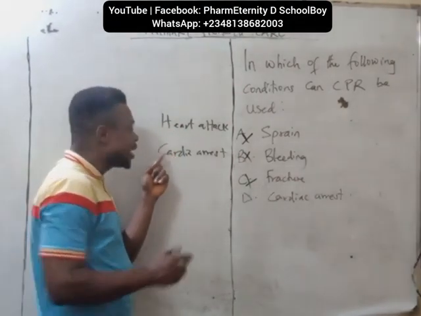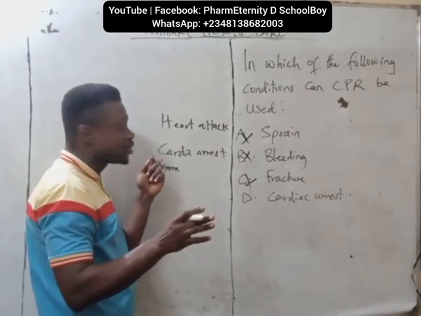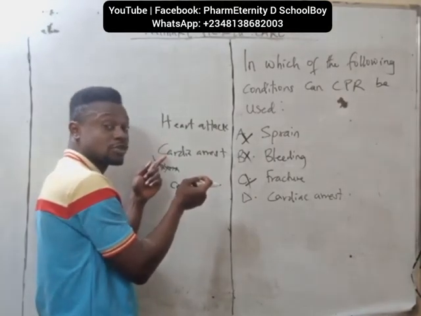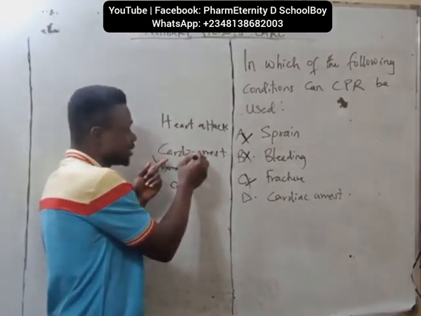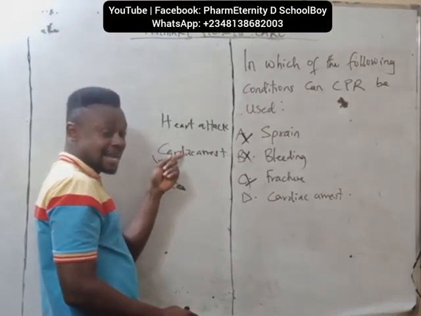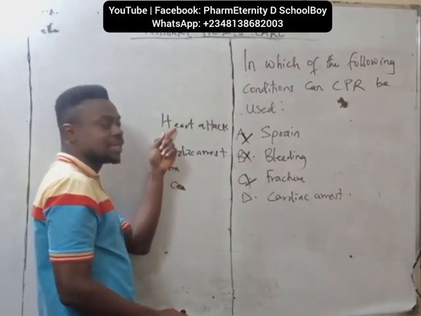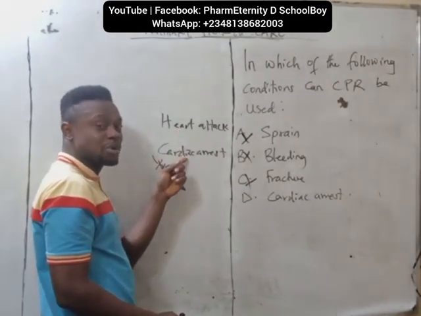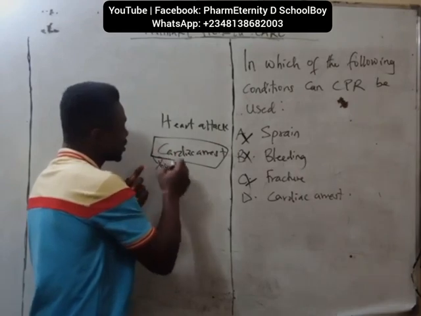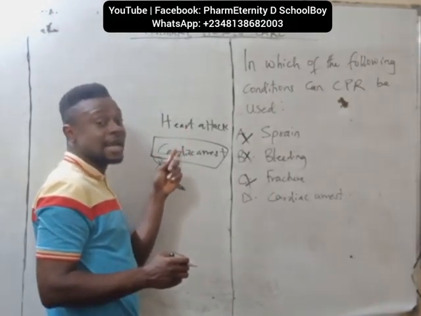Cardiac arrest has to do with the inability of the heart to supply blood to other parts of the body. So it has to do with cardiac output specifically. If the heart stops beating, that means it cannot pump blood to the other parts of the body. That is cardiac arrest. It's not the same thing as heart attack, even though if heart attack is not well managed, it can lead to what? Cardiac arrest, yes. Because if the blood supply to the heart is blocked for a long time and is not treated, the heart will not be in good condition to pump blood, and if the heart fails to pump blood, it will lead to cardiac arrest. So heart attack and cardiac arrest are not the same thing, even though heart attack can lead to cardiac arrest.